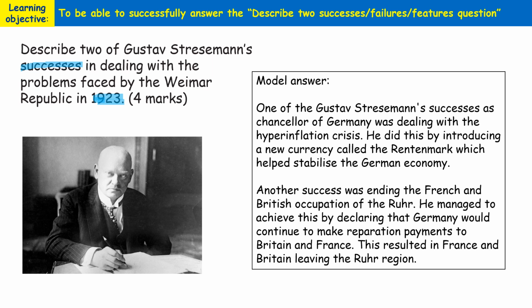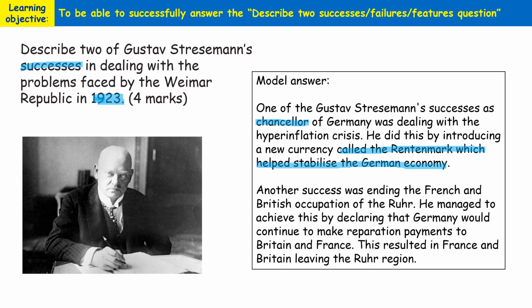So one of Gustav Stresemann's successes as Chancellor of Germany was dealing with the hyperinflation crisis. Now, just by stating that Gustav Stresemann was Chancellor of Germany is already showing a good level of knowledge. How did he deal with the hyperinflation crisis? Well, he dealt with this by introducing a new currency called the Rentenmark, and as a result, this helped stabilize the German economy.